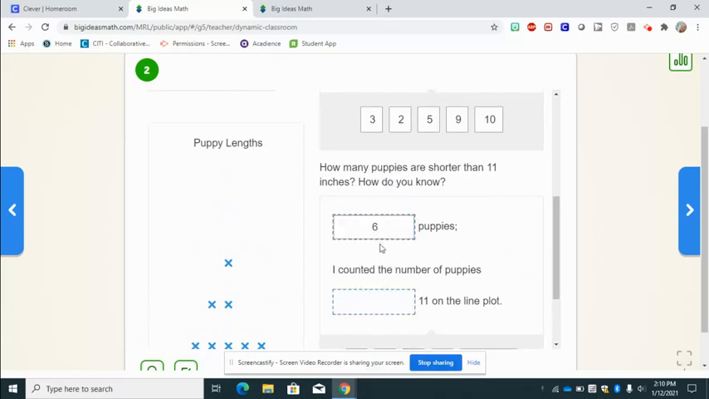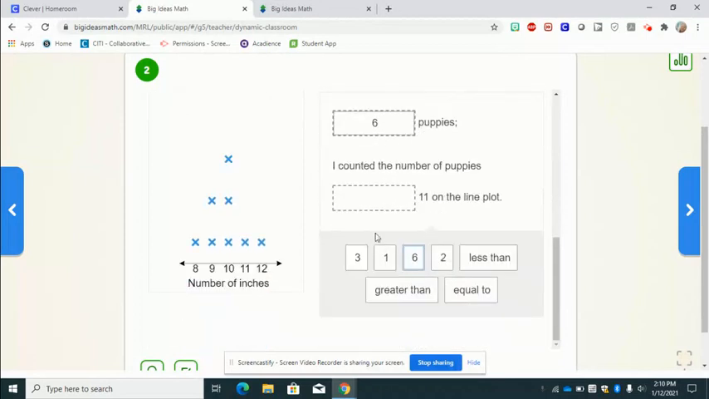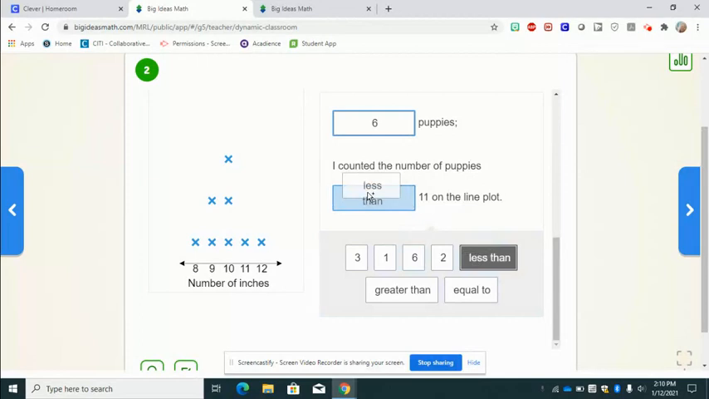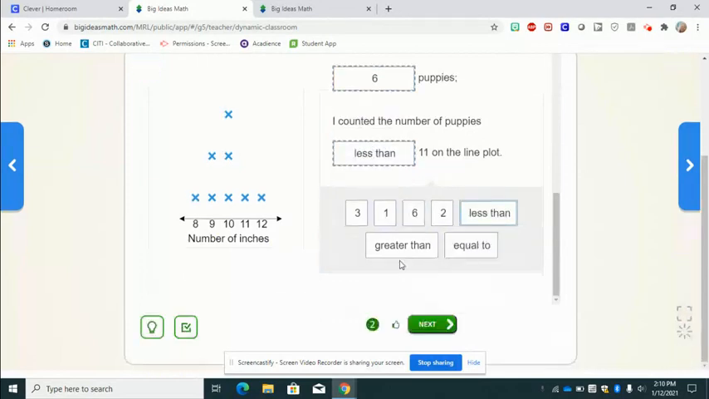6 puppies. Oh, it says how many puppies are shorter than 11 inches? 6 puppies are shorter than 11 inches. Right? And then it says, how do you know? I counted the number of puppies less than 11 on the line plot.